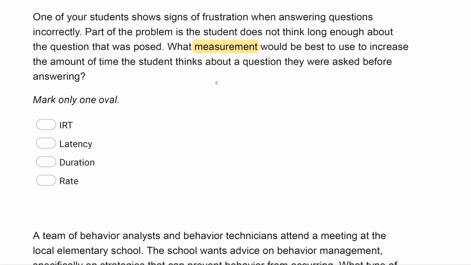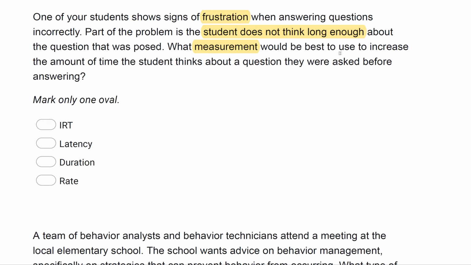So when you have measurement questions, the most important thing you need to do is first identify your behavior, and then you're identifying what am I trying to measure? What am I trying to increase? What am I trying to decrease? We know this student is frustrated when answering questions incorrectly. Specifically, the student does not think long enough about the question that was posed. So not thinking long enough, right? We're already thinking some sort of time measurement.